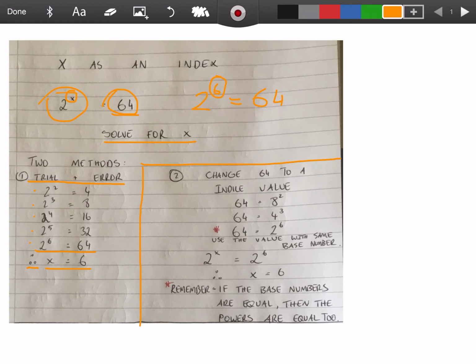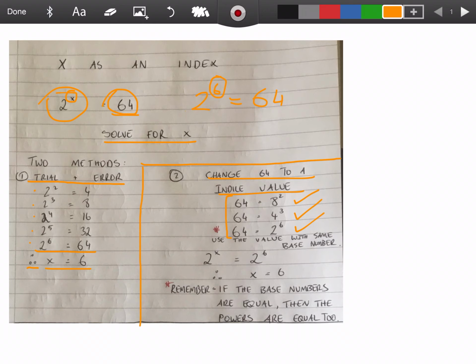So what I've asked you to do is to change the 64 to an indice value. So you're going to have to practice this, and you're going to use your laws of indices that you've practiced with in the last few days to help with this. So you can see what I've done here. I've got 64 and I've written it 3 different ways. 8 squared is 64, 4 cubed is 64, and 2 to the power of 6 is 64. They all equal 64.